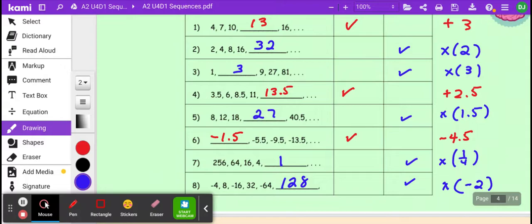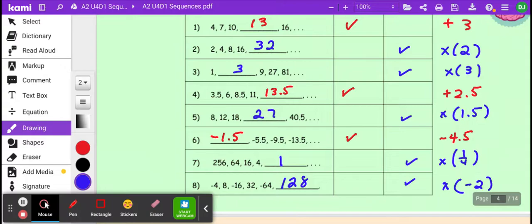Notice that in examples 2 and 3, our sequence was getting rapidly bigger because we were multiplying by a number over 1. Whereas in example 7, when you multiply by 1/4, you're going to have that exponential decay. Your numbers are getting smaller. And of course, pay attention to signs like in number 8. If you multiply by a negative, every other term is going to be negative. But then a negative times a negative equals a positive. Okay, so hopefully now you've got a little bit of an understanding of the difference between arithmetic and geometric sequences.